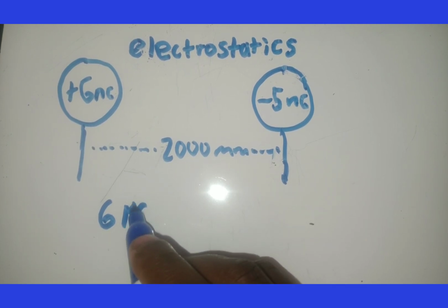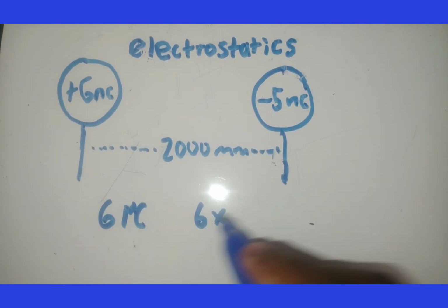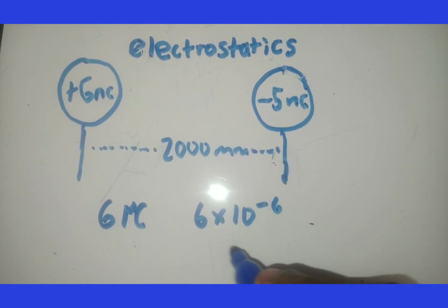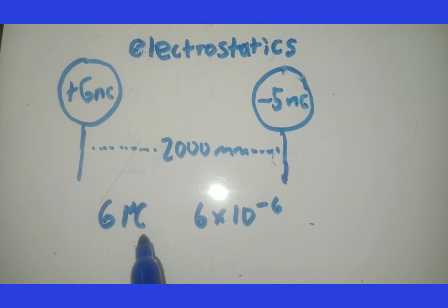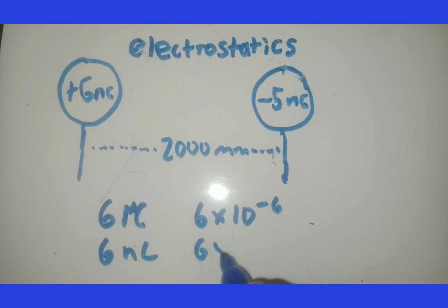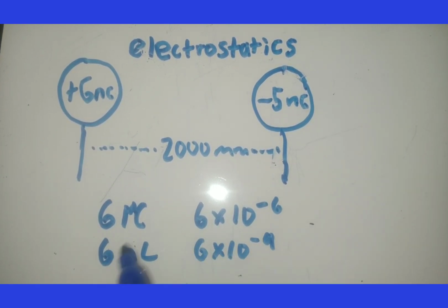If they give you 6 microcoulombs, you'll convert it to coulombs, so you'll say 6 times 10 to the power of negative 6. And if they give you 6 nanocoulombs, you will say 6 times 10 to the power of negative 9. So when you want to convert microcoulombs to coulombs, you say times 10 to the power of negative 6. If you want to convert nanocoulombs to coulombs, you say times 10 to the power of negative 9. This is the first thing you have to memorize.